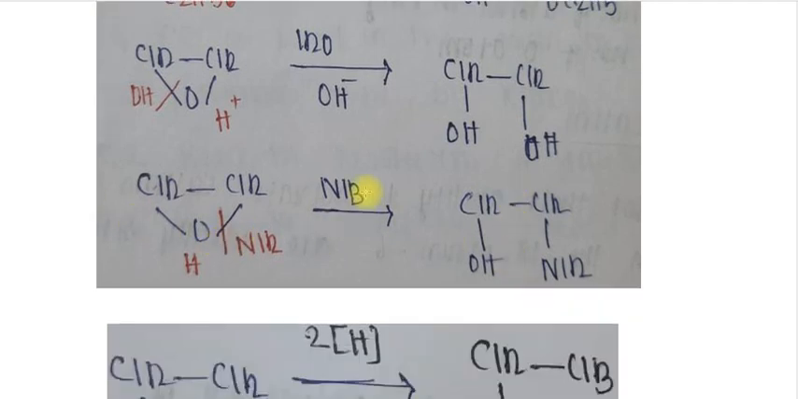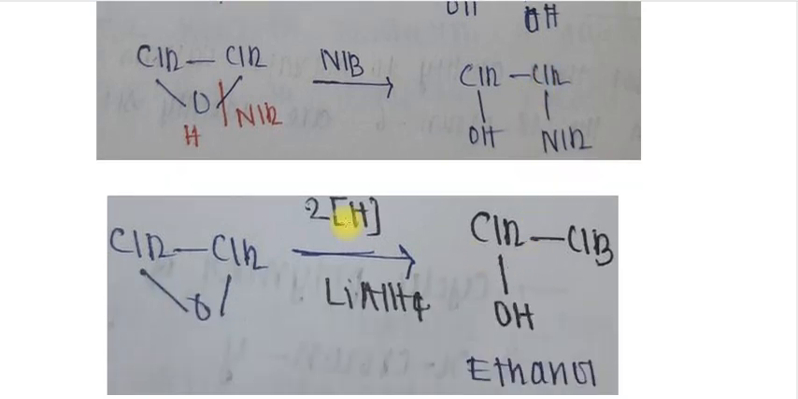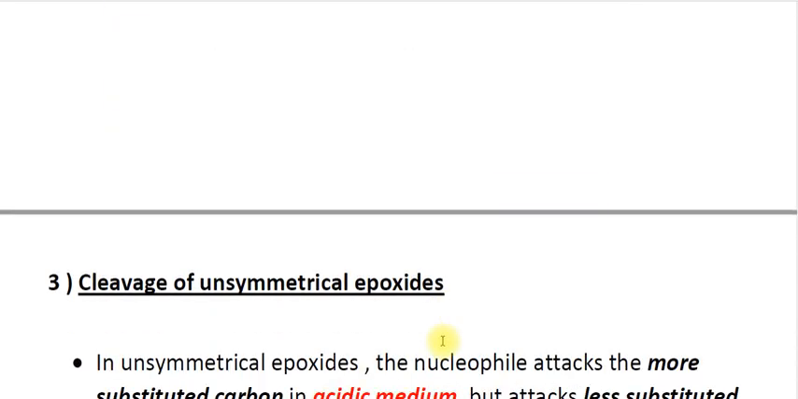Again, if NH3 is reacted, the product will be CH2OH and CH2NH2. If the reaction takes place in the presence of a reducing agent, lithium aluminum hydride, that is LiAlH4, you know that the two important reducing agents are lithium aluminum hydride and sodium borohydride. So with LiAlH4, you get the product ethanol, CH3CH2OH.